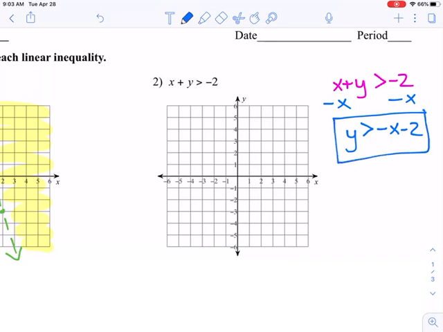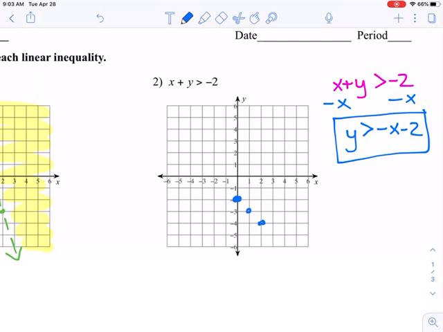Now that it's in the correct form, I always start with the y-intercept, which is negative 2. So on the y-axis, I'm going to go down to negative 2 and make a point. This time, I have a slope of negative 1. So I'm going to go down 1, forward 1, down 1, forward 1.